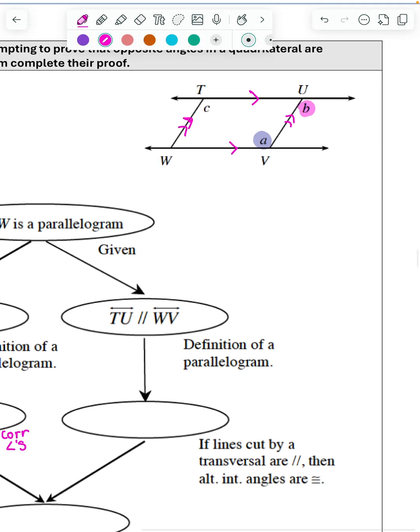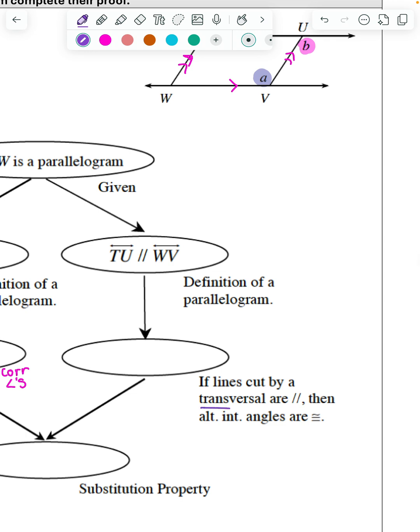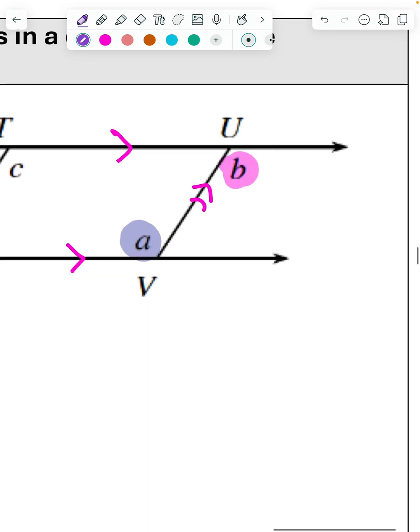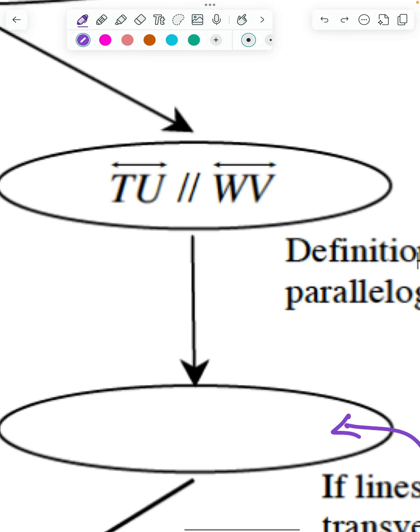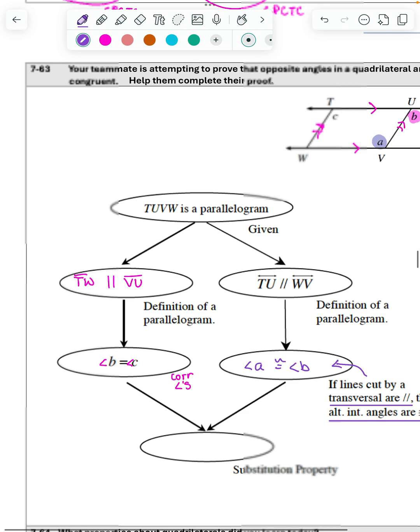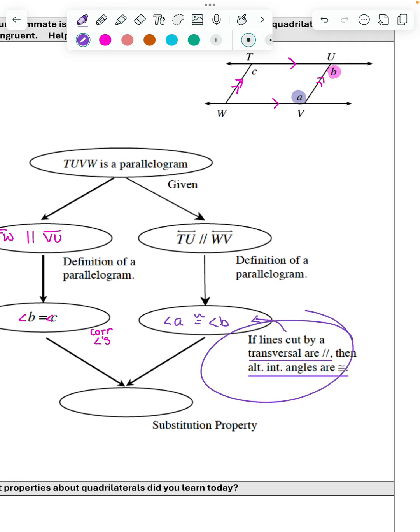Apparently the next thing we have reasoning for is if lines are cut by a transversal and are parallel, then the alternate interior angles are congruent. So it must want us to talk about a pair of alternate interior angles here. Well, A and B are alternate interior angles because we have our parallel lines and the transversal. So let's say that A and B are congruent. Angle A is congruent to angle B. And the reasoning was given for us.